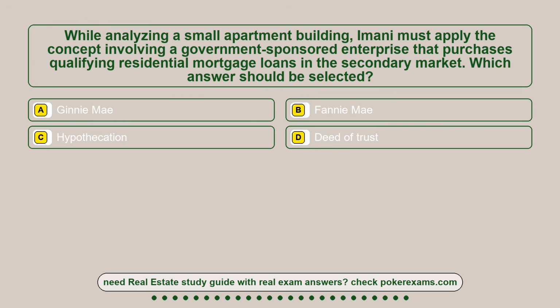Question 13. While analyzing a small apartment building, Imani must apply the concept involving a government-sponsored enterprise that purchases qualifying residential mortgage loans in the secondary market. Which answer should be selected? Option A, Ginnie Mae. Option B, Fannie Mae. Option C, hypothecation. Option D, deed of trust. The correct answer is option B, Fannie Mae.